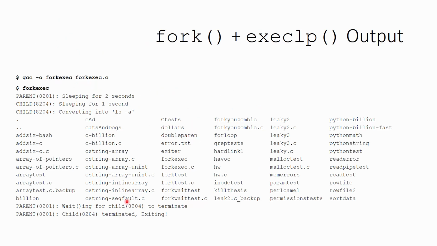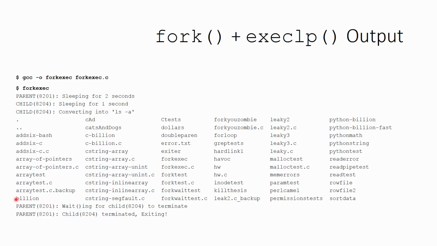Here's the output. So compile this thing, fork exec, and then run it. So the parent says, I am process 8201, I'm sleeping for 2 seconds. The child says, I am process 8204, I'm sleeping for a second. Then the child says, I'm converting myself into ls -a. So then it does. It's converted into ls -a, and here is its output. Here's all the stuff that was in this directory when this thing ran ls -a. Then, after that finishes, the child process finishes and terminates and exits.